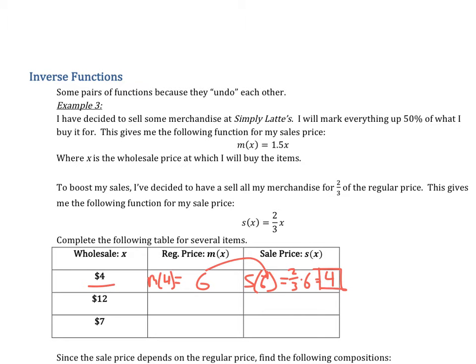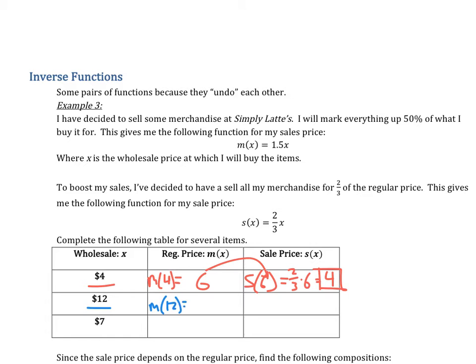Oh, kind of interesting. So the sale price became what the wholesale price was there. All right. So what if we have 12? I'm gonna sell some shirts. I buy some shirts for $12. Got to figure out what I'm gonna sell them for.